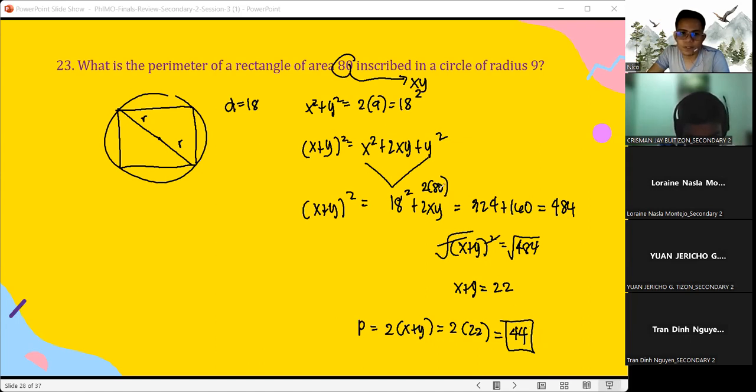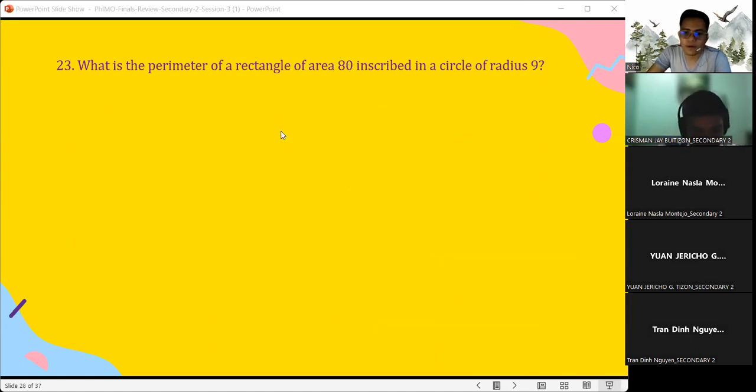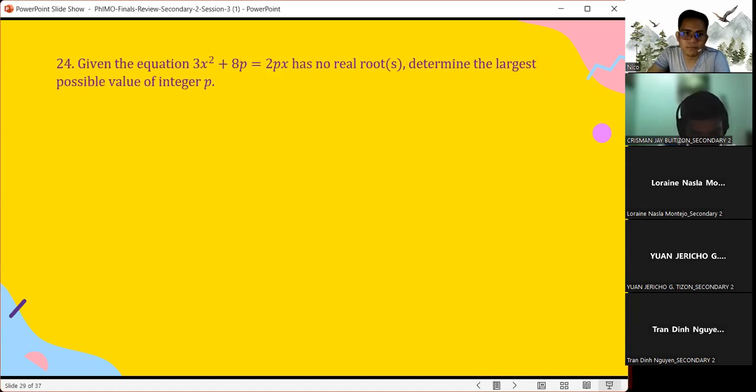Any questions for number 23? None. Okay. So let's answer number 24. We're going to extend a bit. Okay, this one is no real roots. So from 3x squared minus 2px plus 8p, it has no real root, meaning the discriminant, which is b squared minus 4ac, is less than 0.